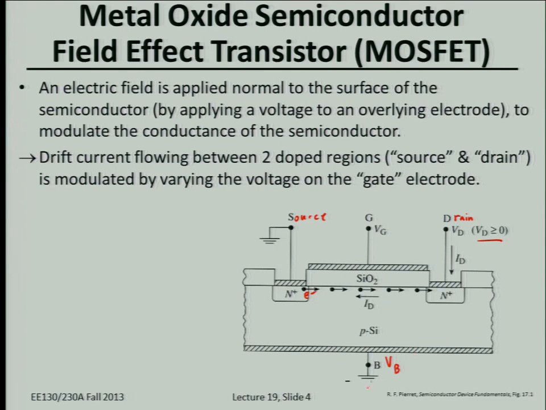Okay, and as indicated here, typically for an N-channel transistor, where the carriers flowing from the source to the drain are negatively charged, so it's called N-channel, V sub B is grounded. Okay, so can anybody explain why V sub B is usually grounded, or ideally grounded, for an N-channel transistor?